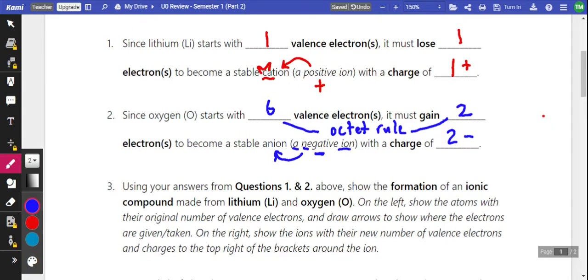So this is what we're aiming to do. We're trying to get lithium to lose an electron. We're trying to get oxygen to gain 2. So these kind of have a mutual benefit. If oxygen's looking to gain electrons and lithium has some to get rid of, they kind of have a nice little exchange they can have here that helps both of them. So we're going to show how that happens down here.